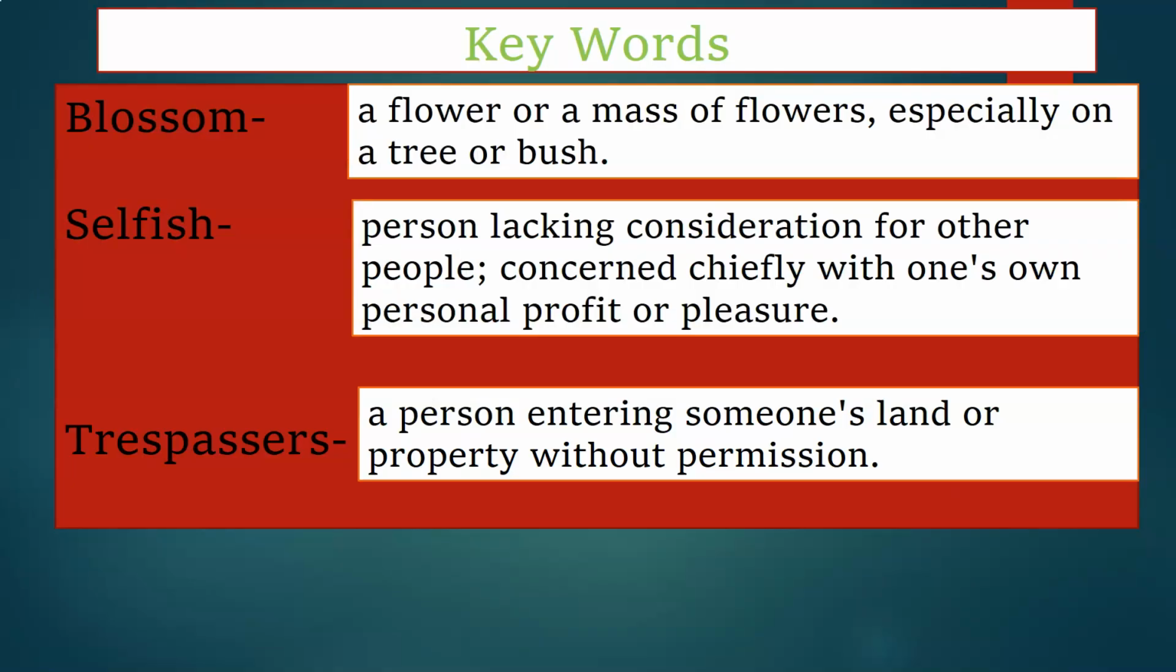Here are the keywords: blossom, selfish, trespassers. These three words are found in the story. So let's see the meaning. Blossom means a flower or a mass of flowers, especially on a tree or bush. Selfish: a person lacking consideration for other people, concerned chiefly with one's own personal profit or pleasure. Trespassers: a person entering someone's land or property without permission.